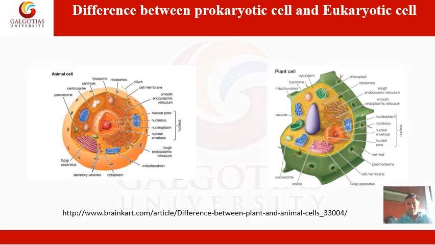So this is the difference between the plant cell and the animal cell. The left one is an animal cell and the right one is a plant cell. The basic difference is that the cell wall is present in the plant cell, which is absent in the animal cell, and the most important thing is the chloroplast, which is only present in the plant cell, because photosynthesis occurs in the chloroplast, so it is absent in the animal cell.